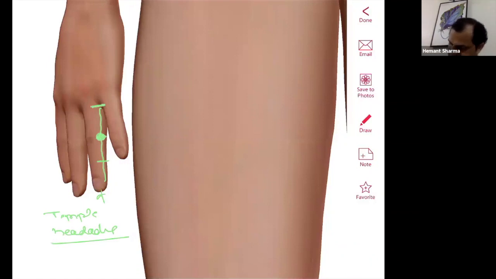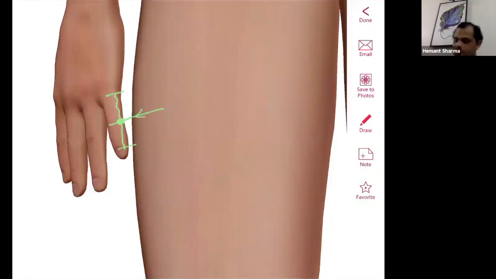Then finally, we are coming to the small finger. In the small finger, this is the junction of yin and yang, black and white skin. We have 3 joints here. In the center, we are putting only one needle. That is effective for the occipital headache.